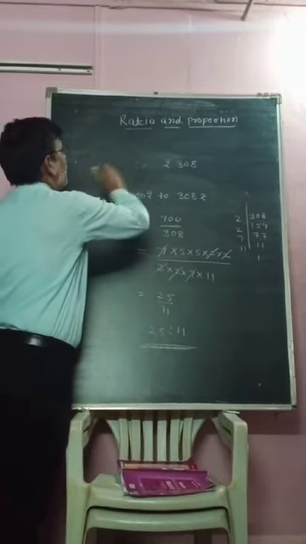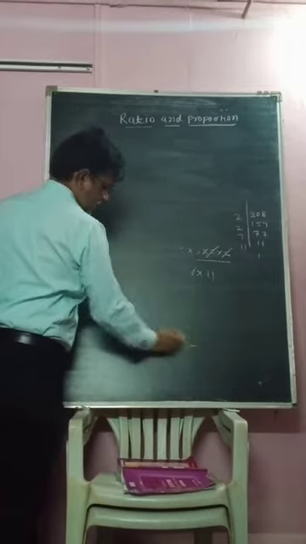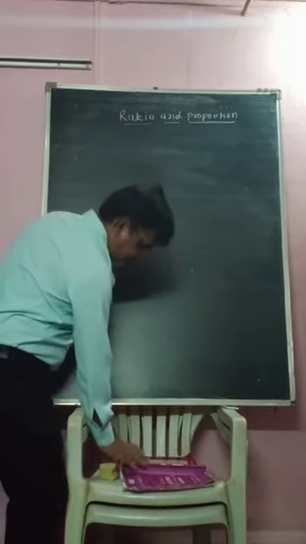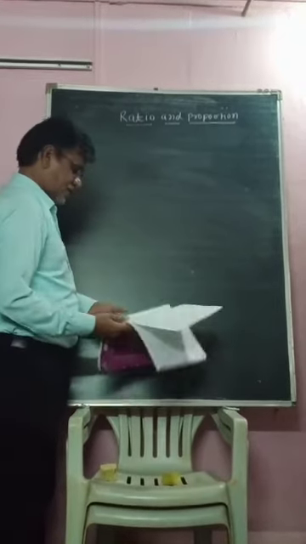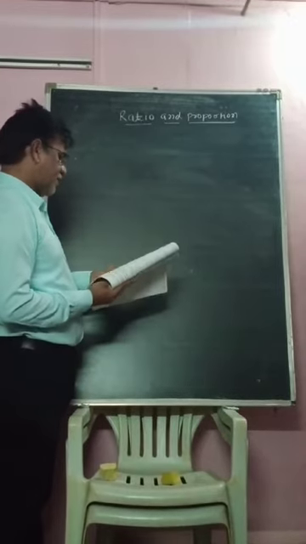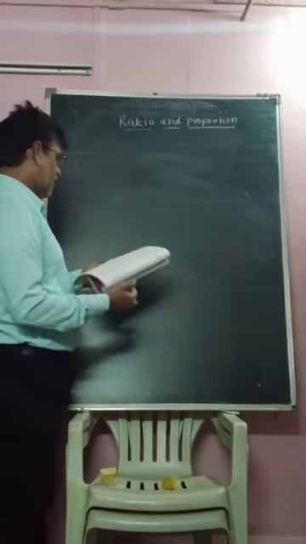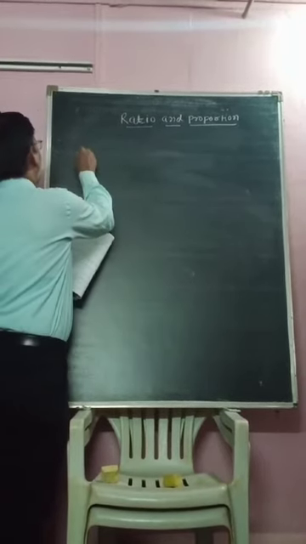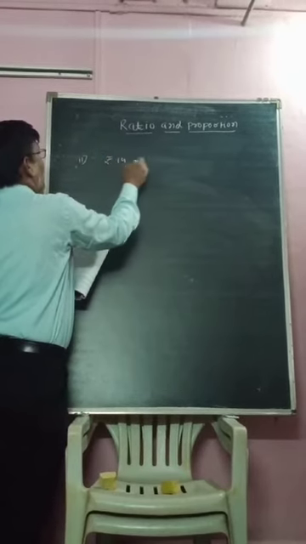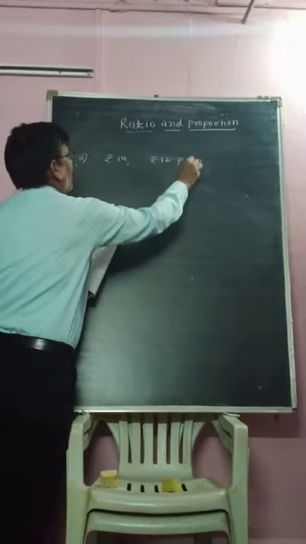Now the second question. Question number 2, second question. Now what is the second question here? The second question is given that, see, rupees 14 and rupees 12 and 20 paise. See now, first is given rupees 14, and second is rupees 12 and 20 paise.